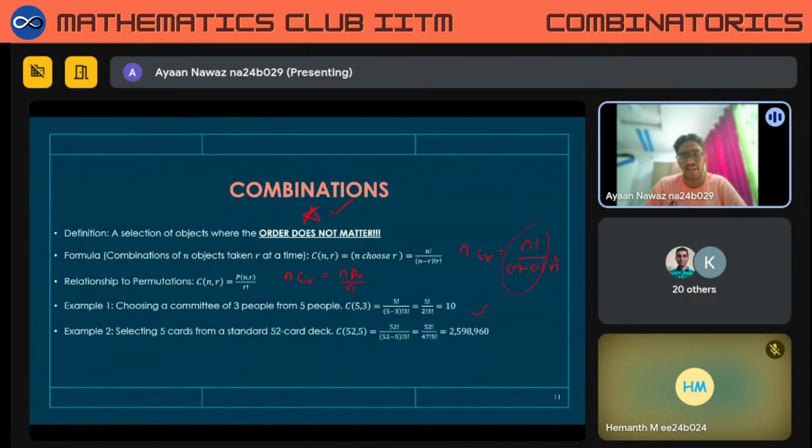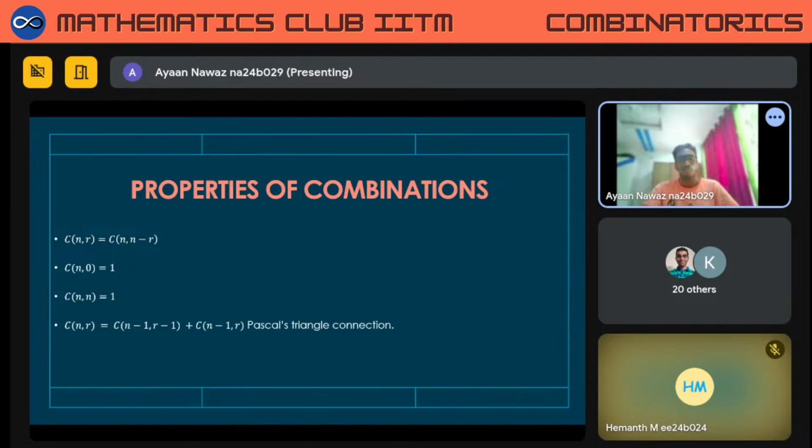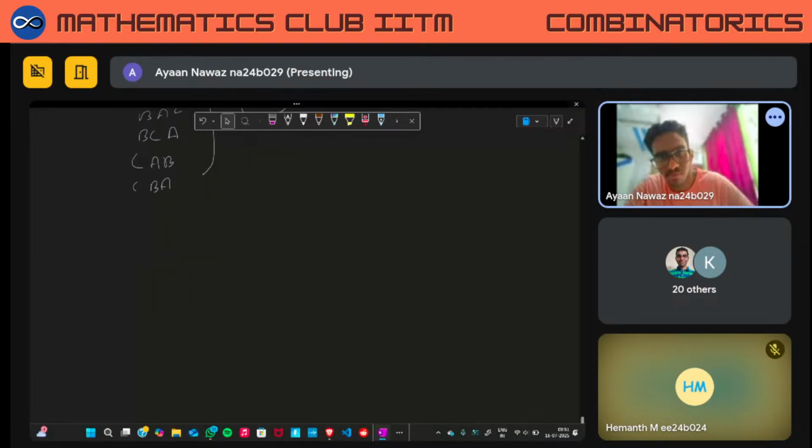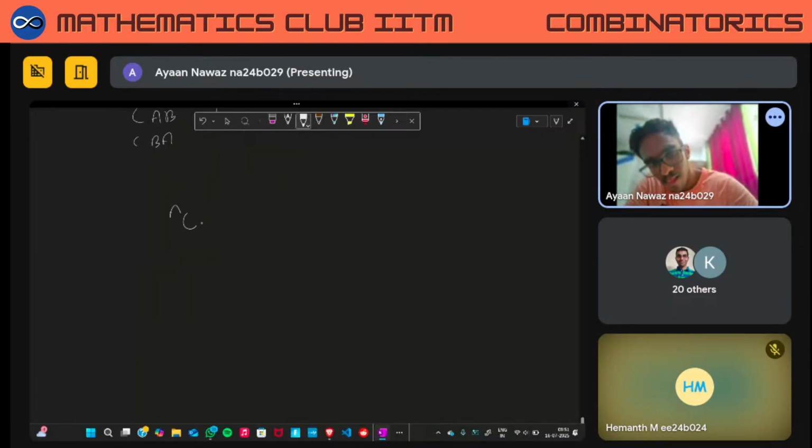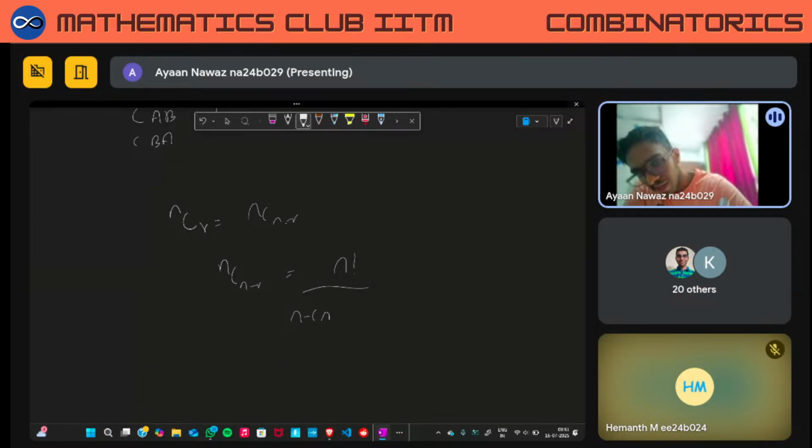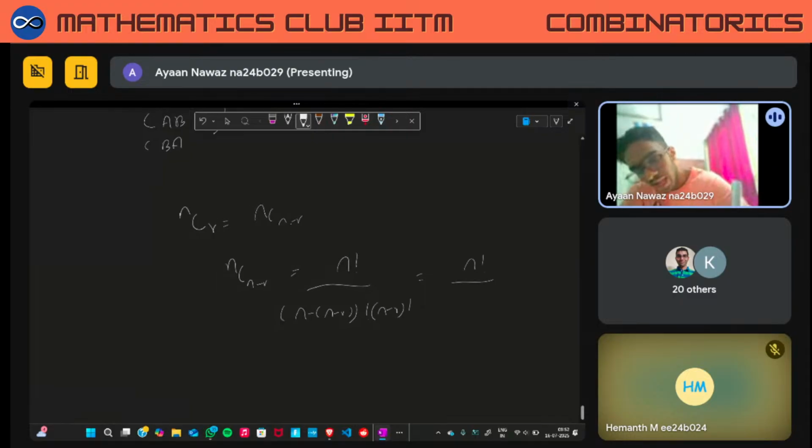So selecting 5 cards from a standard 52 card deck is 52C5, 52 factorial by 52 minus 5 factorial into 5 factorial. That is this. Properties of combinations. nCr is equal to nC(n minus r). So we take nC(n minus r), that will be n factorial by n minus r factorial into n minus (n minus r) factorial. That will be n factorial divided by n minus n plus r factorial into n minus r factorial. This is basically nCr.